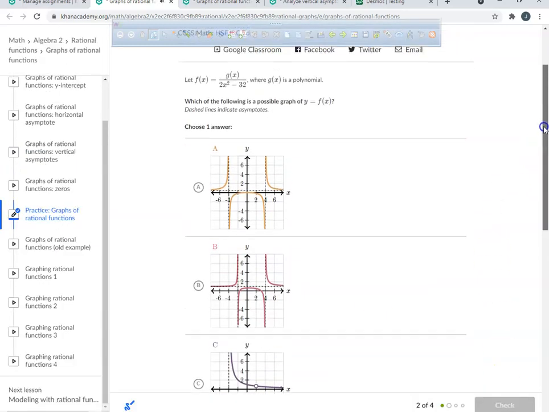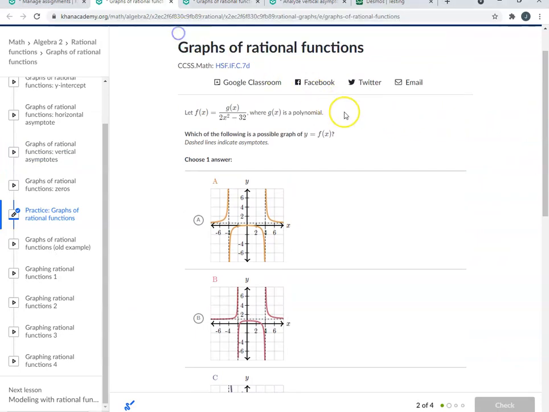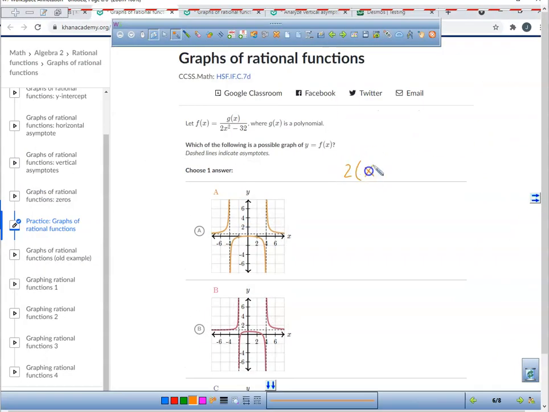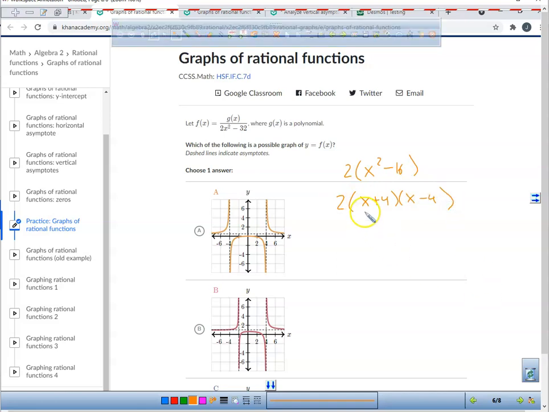Okay. Oh, look at there. Here we go. If I factor the bottom, it becomes 2x squared minus 16, which becomes 2 parentheses x plus 4 and x minus 4. Not knowing what g of x is, what could be bad numbers to plug into the denominator? -4 and +4. So I could have a vertical asymptote or a removable discontinuity at x equals -4, x equals positive 4.